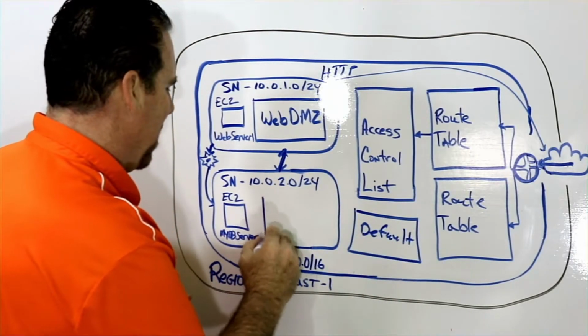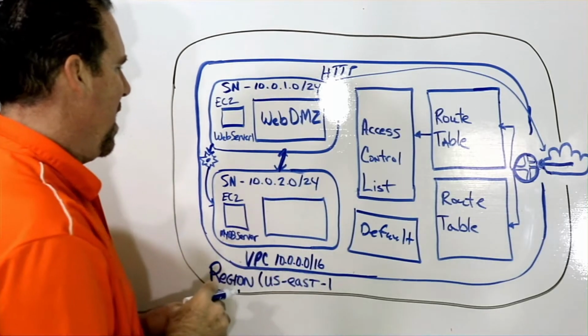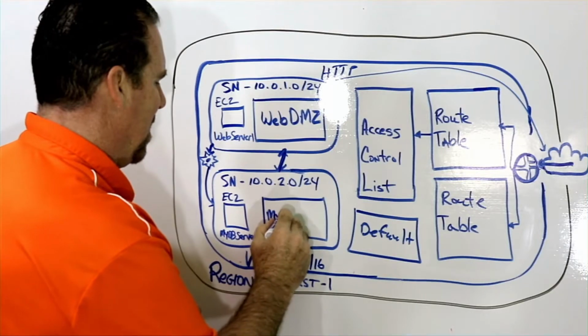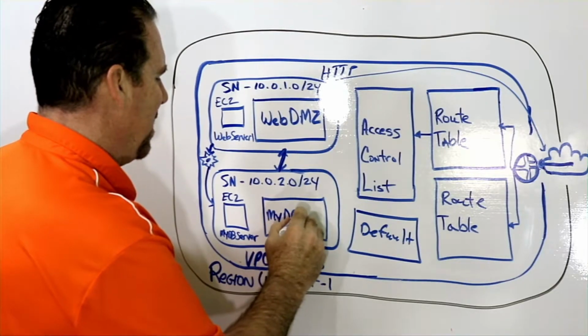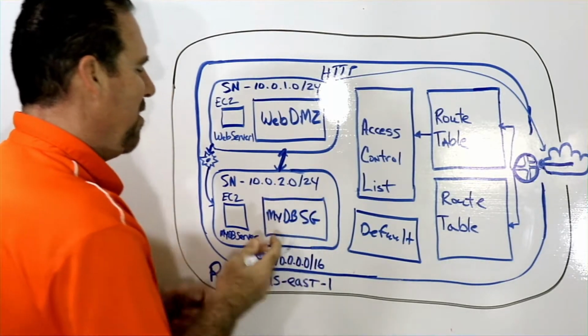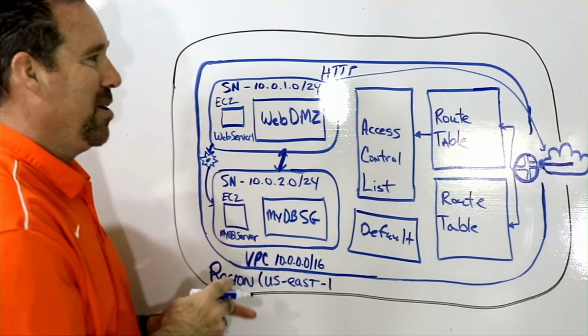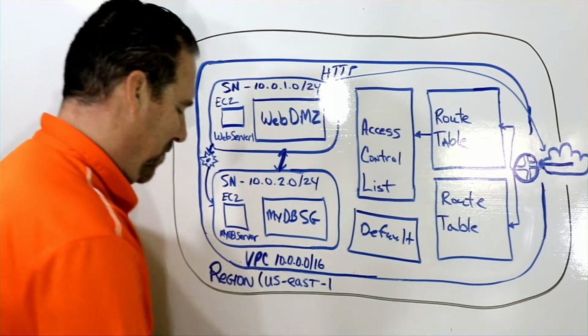And then we're going to create this new one, and I think we call it my DBSG, for my DB security group. Okay, there it is. So that's what we're going to do today. Let's get to it.